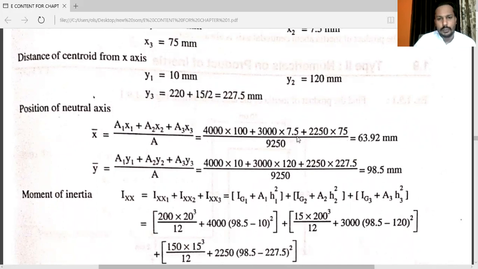So whenever you will put all the values in the formula, you will get answer x bar is equal to 63.92 mm. So units are very important. So you have to put unit also.